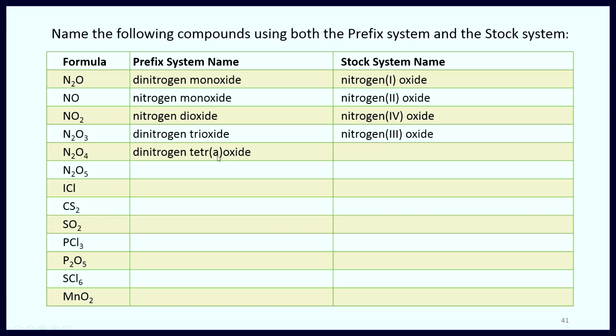Now the a here is optional, which is why I put it in parentheses. So either leave it in and just say tetraoxide, or take it out and say tetroxide, but don't use the brackets or parentheses in either case.